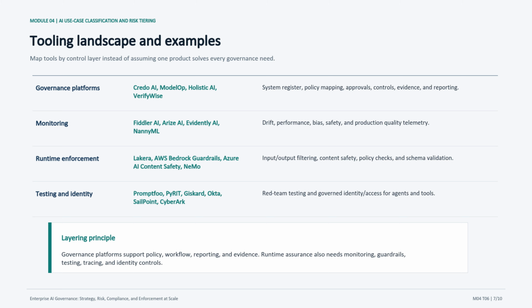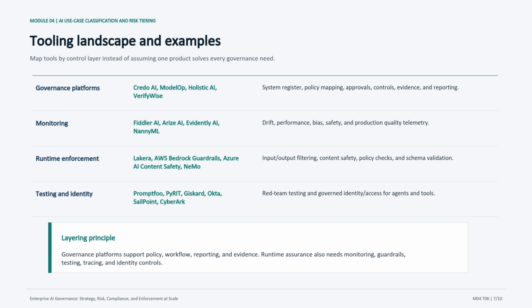For this topic, the main tool categories include governance platforms using Credo AI, ModelOp, Holistic AI, VerifyWise, monitoring using Fiddler AI, Aries AI, Evidently AI, NannyML, and runtime enforcement using Lakera, AWS Bedrock Guardrails, Azure AI Content Safety, NeMo. The point is to show how governance platforms, monitoring, guardrails, testing, tracing, and identity controls play different roles.